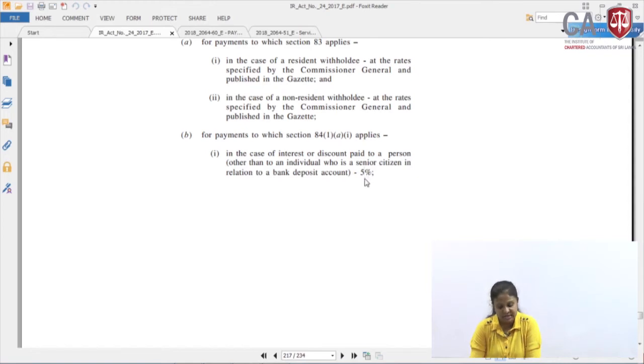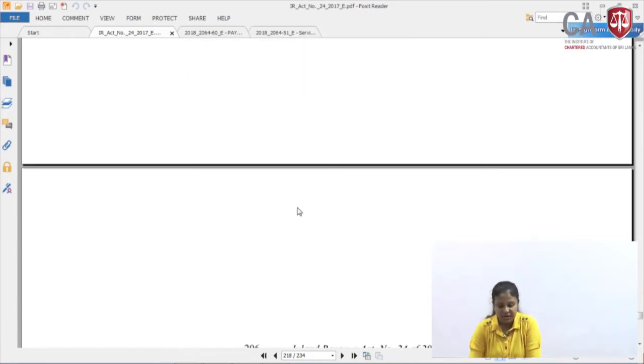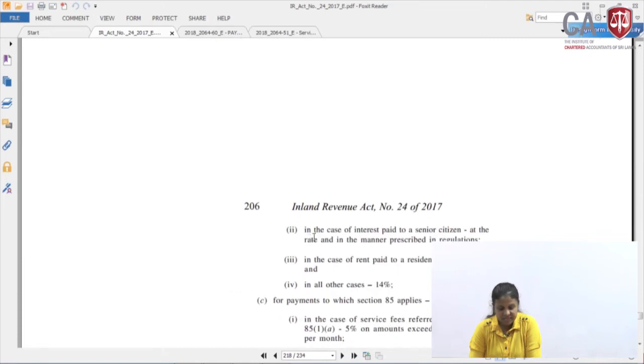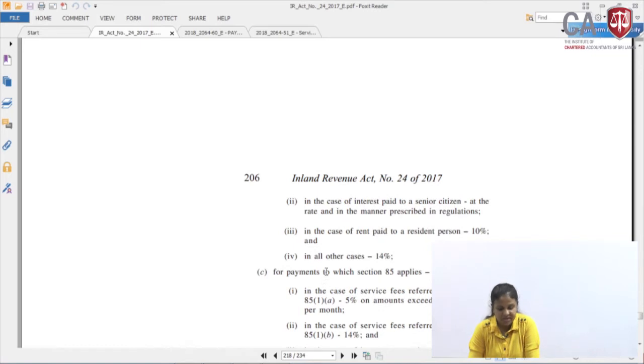Why have the senior citizens been removed from this? Because they are having the relief of 1.5 million. Then the rate is 5%. In the case of interest paid to a senior citizen, at the rate and in the manner prescribed in the gazette notification, the particular regulations, after the 1.5 million relief they are subject to 5% withholding tax. Then in the case of rent paid to a resident person, 10%.